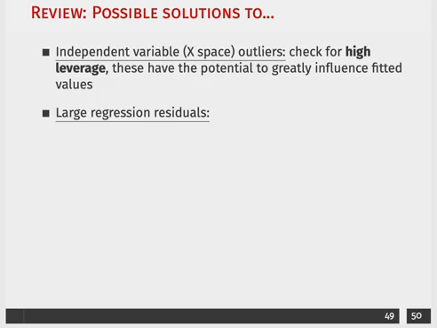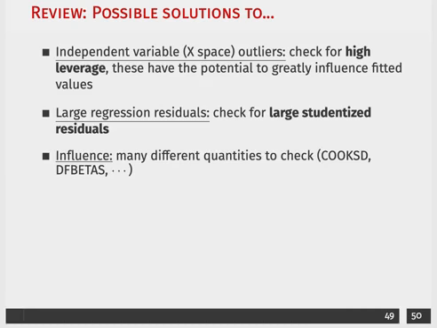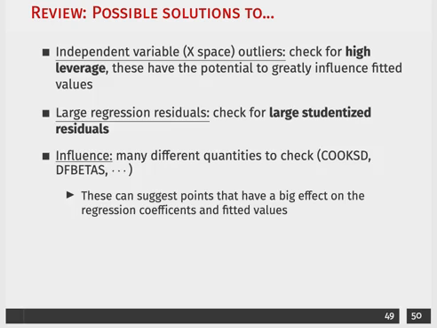We can also look at our studentized residuals to see if they are quite large with regard to outliers in our outcome. Now, the combination of those two is influence, and we can check for that with regard to our Cook's distances or our DFBETAs, right? The difference in our estimated coefficients. These can suggest points that are going to have a big effect on your regression coefficients and the fitted values.